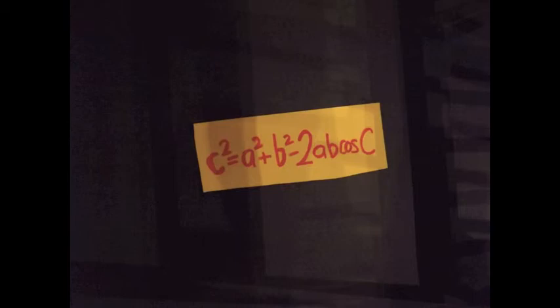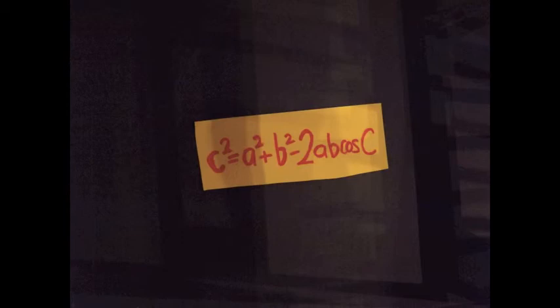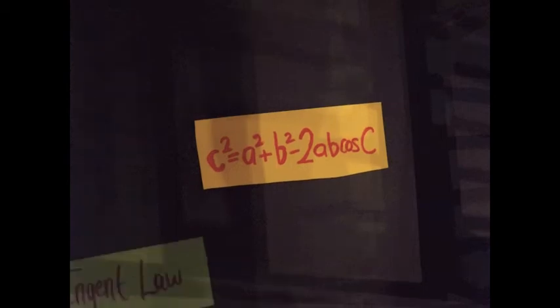This is cosine law. It can be used if we know three sides of the triangle, or if we know two sides with an angle in between. It can also be rearranged to isolate a squared or to isolate b squared. And this is tangent law. Just kidding, tangent law doesn't have a law.